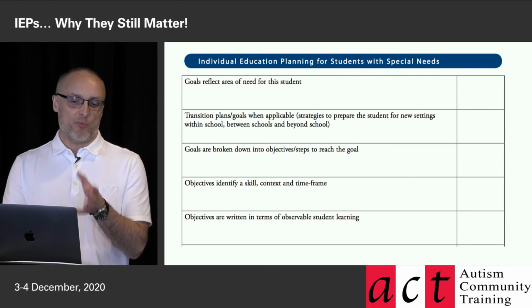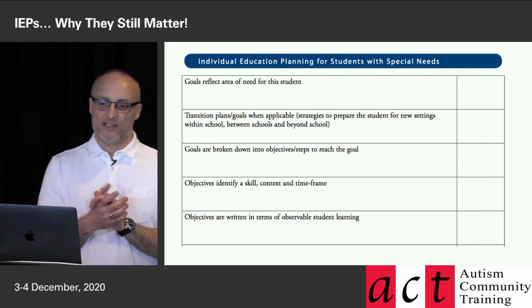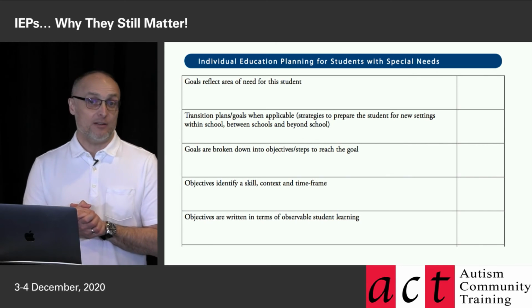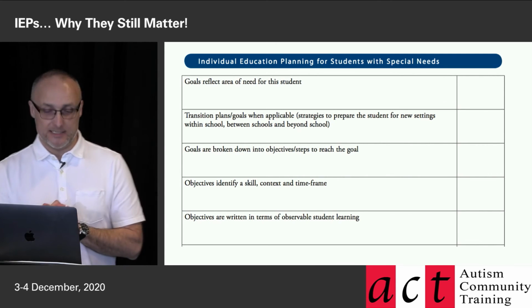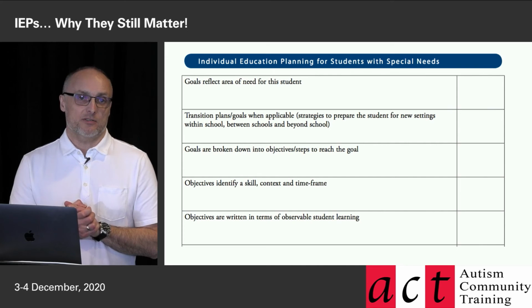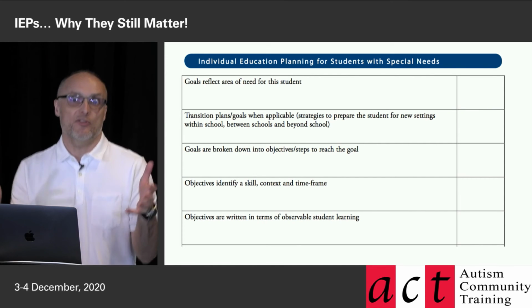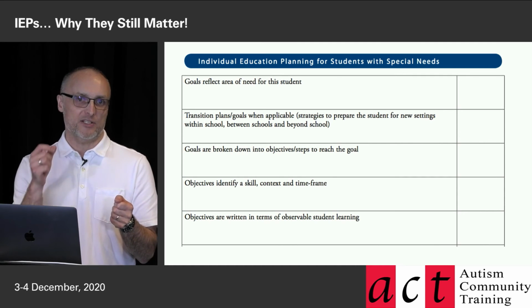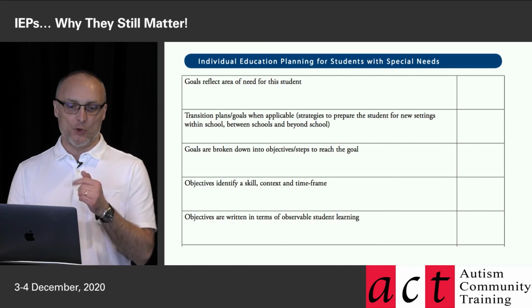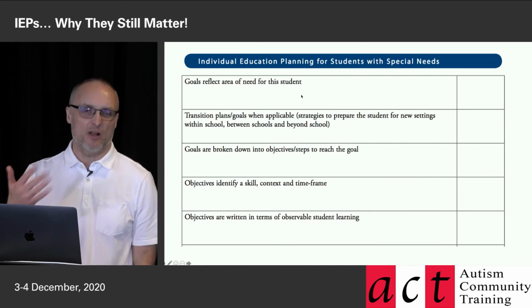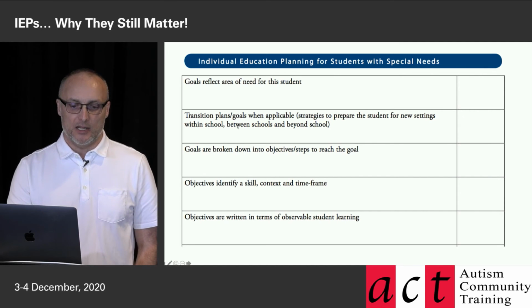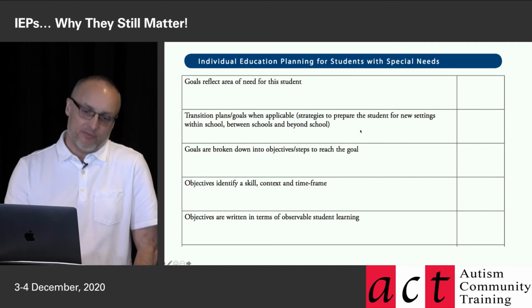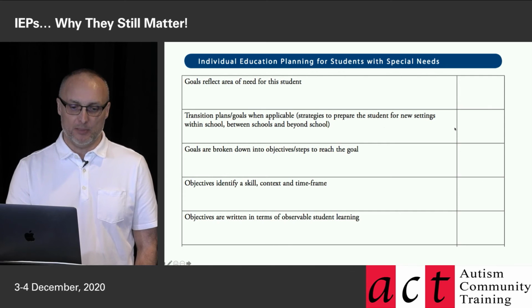The last thing I want to point out in your handout is this evaluation checklist for IEPs. I think this is a great idea just for self-reflection, to walk away after you've had all this information as a bit of a checklist to remember at your next IEP, am I starting to do these things? So goals reflect areas of need for the student. Well, that's kind of taken care of. Transition plans and goals, when applicable, that will only sometimes be applicable.